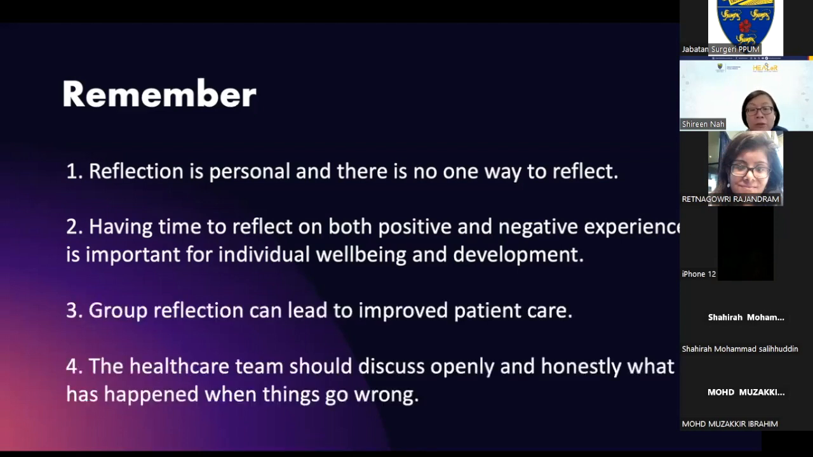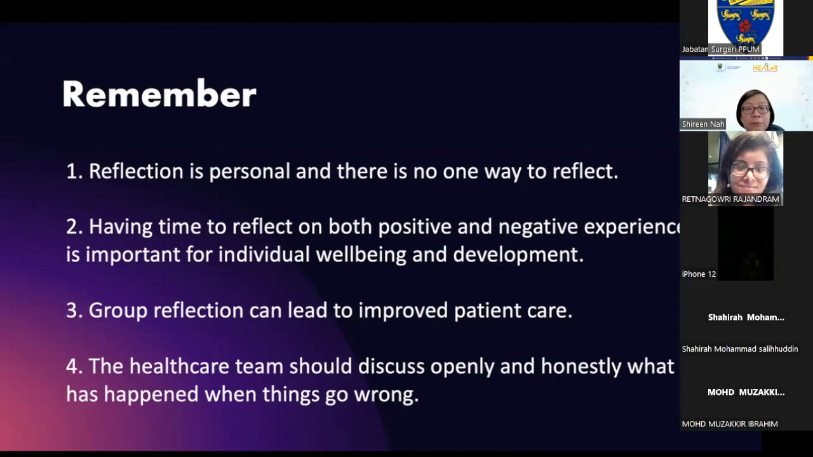Now, group reflection is quite interesting because you can reflect as a group: as a group of trainees, as a group of specialists, as a group of teachers, trainers, educators. We can put this process into practice as a group, talking about it to each other. I'm sure you have all done it at various points already. When something happens to a patient, I'm sure many, if not all of you, have already put this into practice. It's just that you weren't aware that it was a reflective practice.